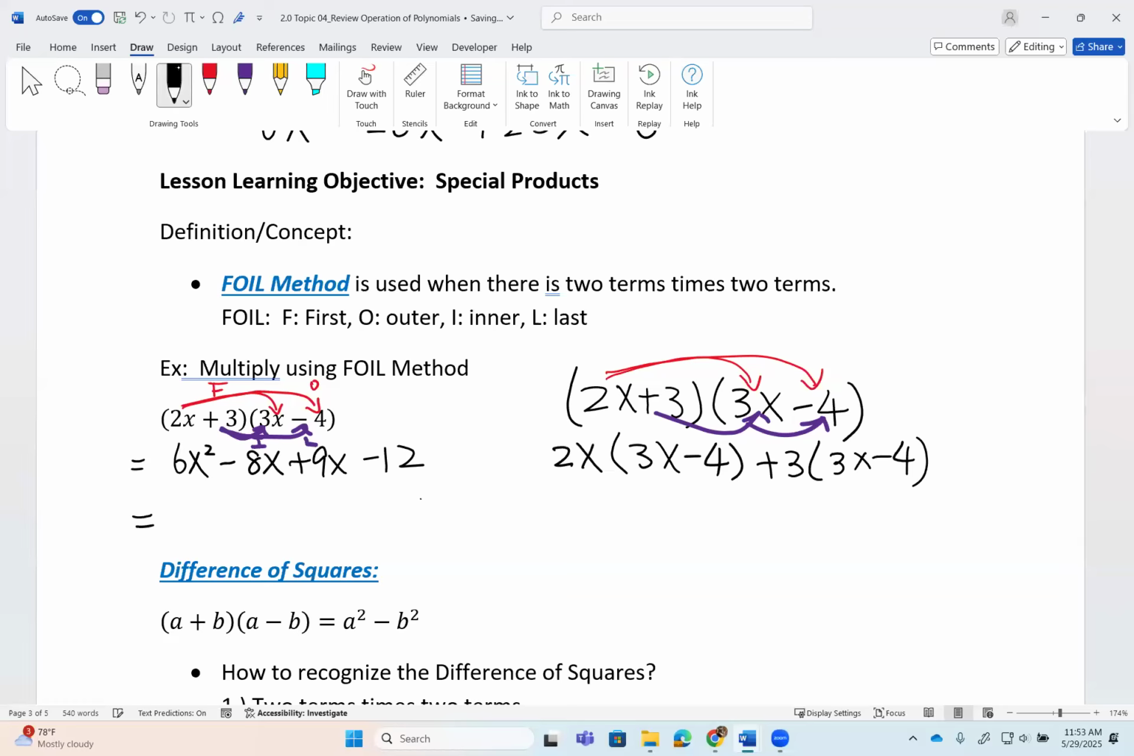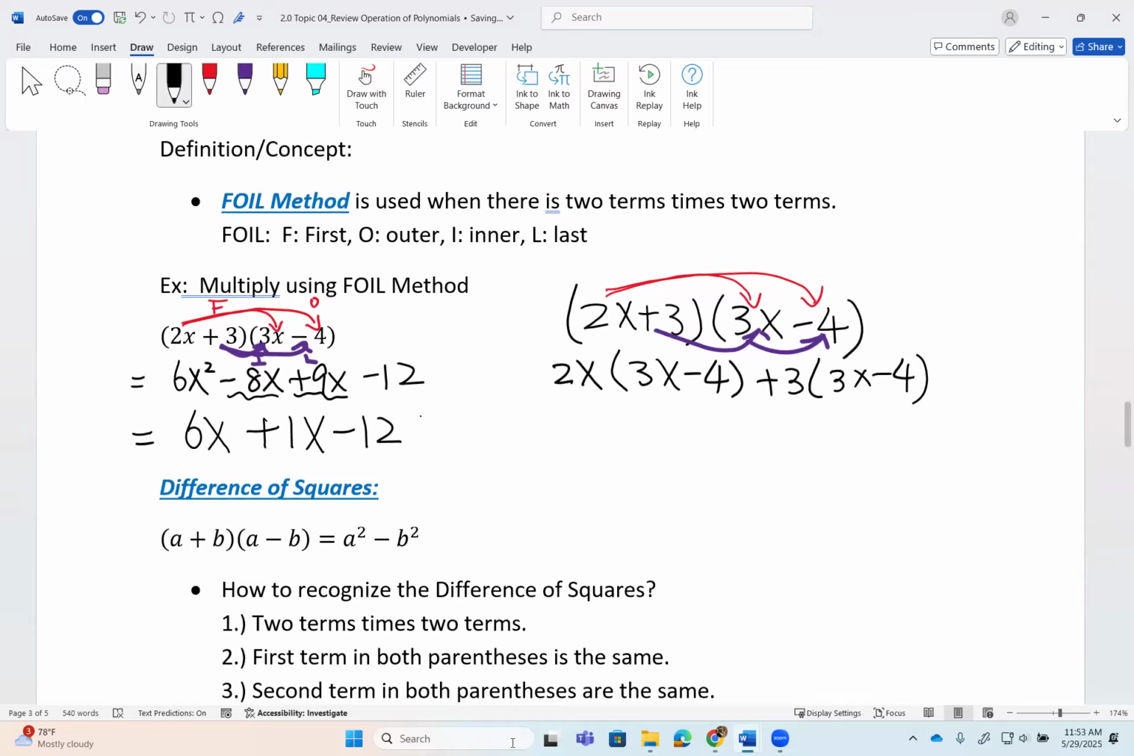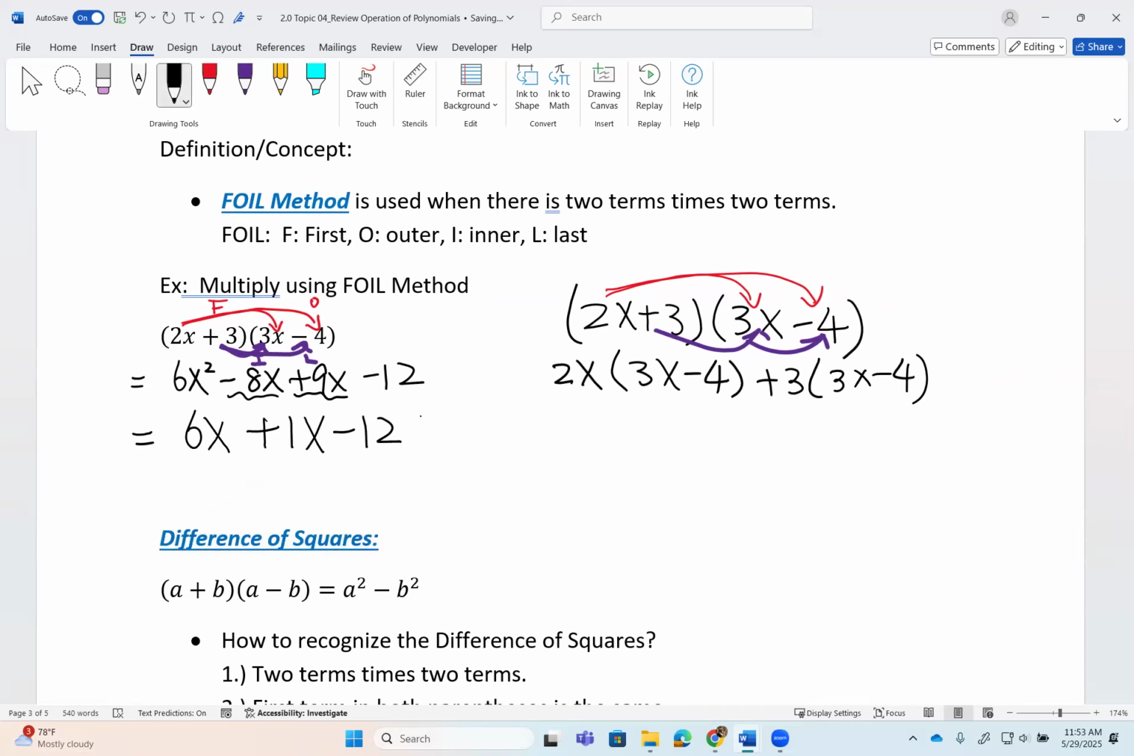All right, combine like terms. Degree is 2, so 6x squared, still 6x squared. Negative 8x plus 9x, positive 1x, and still got negative 12. Okay, so remember, this problem is designed to be done just by simply looking at it. So what we normally do is this, okay?